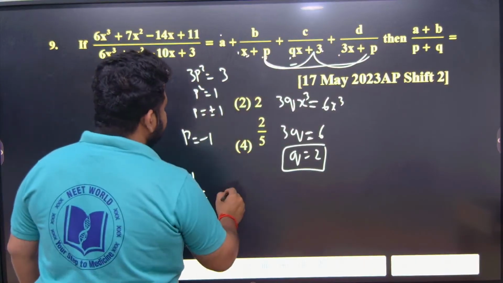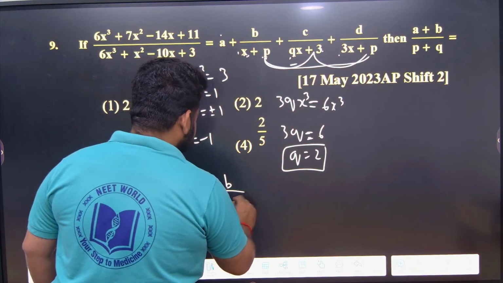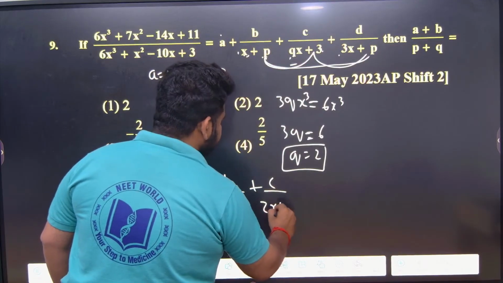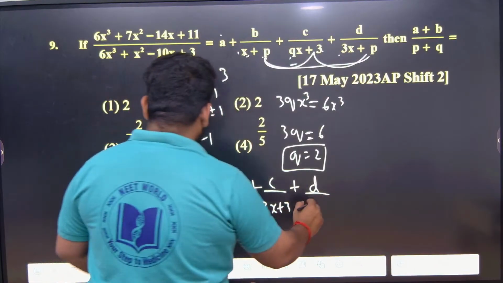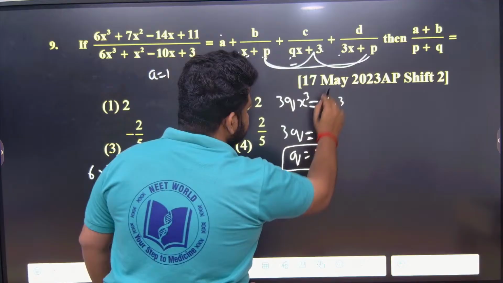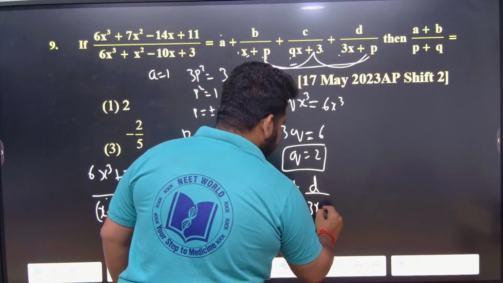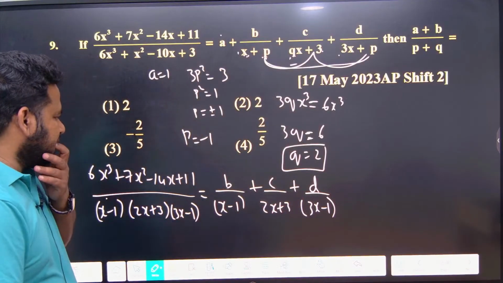Forget about a. So b by x plus p, which is x minus 1, plus c by q, which is 2x plus 3, plus d by 3x plus p. The p value is minus 1 we are having.